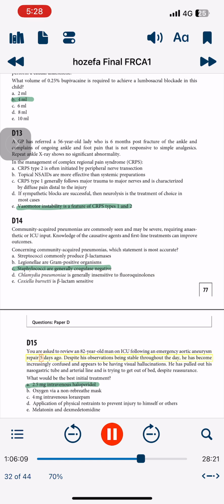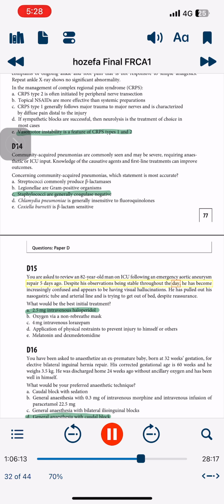You are asked to review an 82-year-old man on ICU following an emergency aortic aneurysm repair 5 days ago. Despite his observations being stable throughout the day, he has become increasingly confused and appears to be having visual hallucinations. He has pulled out his nasogastric tube and arterial line and is trying to get out of bed, despite reassurance. What would be the best initial treatment? A. 2.5 mg intravenous haloperidol.